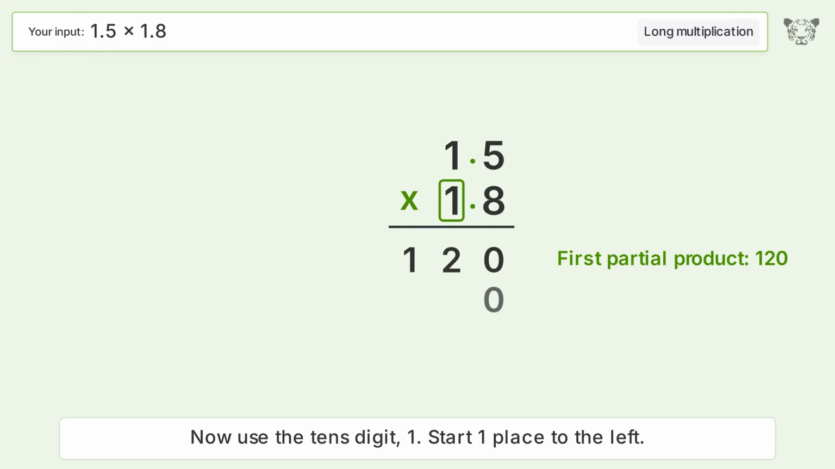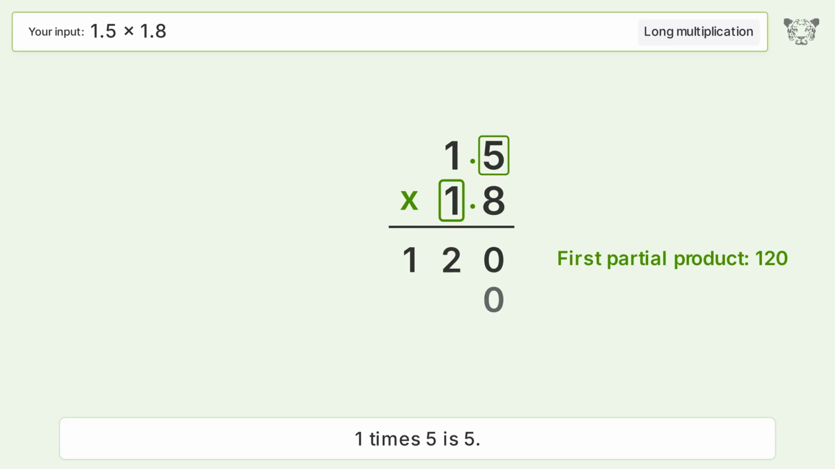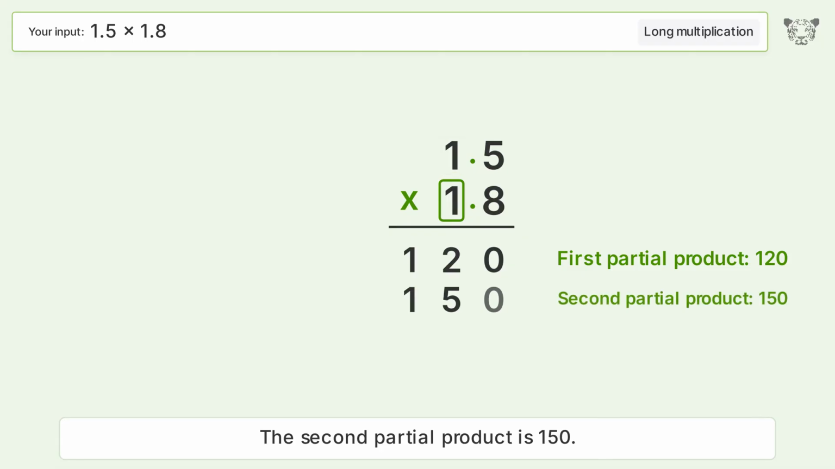Now use the tens digit, 1. Start one place to the left. 1 times 5 is 5. 1 times 1 is 1. The second partial product is 150.